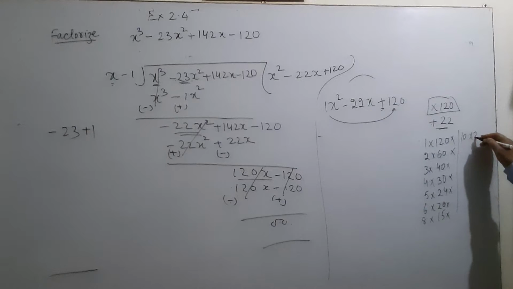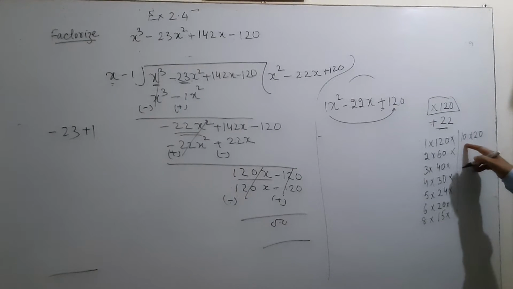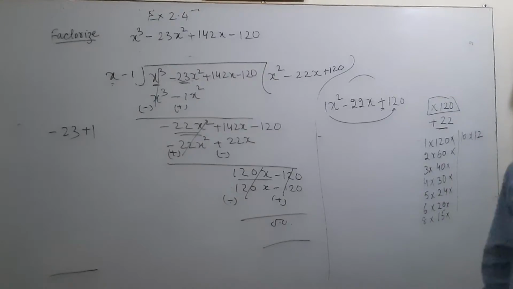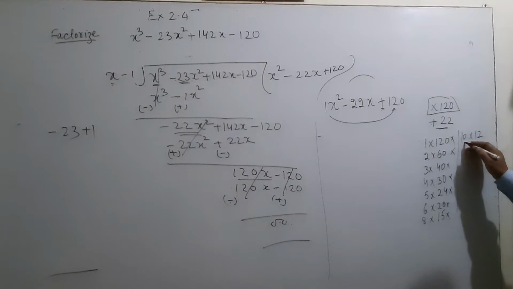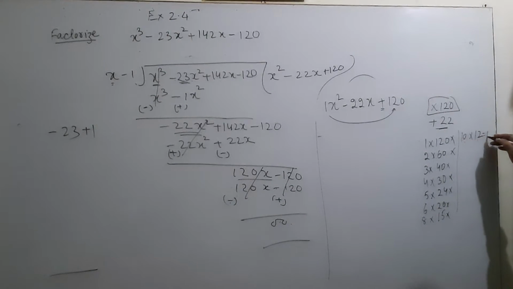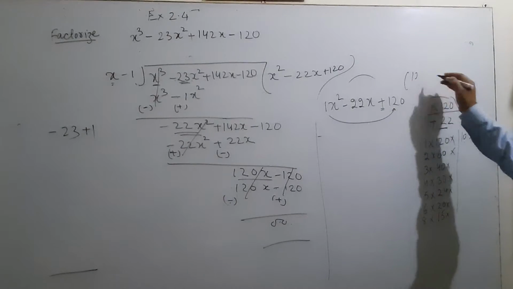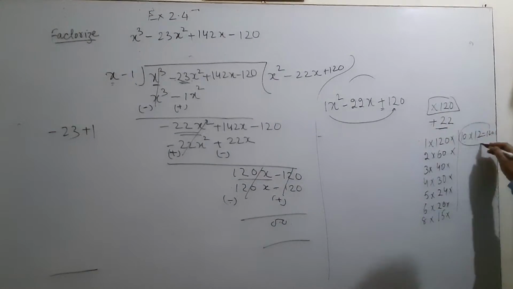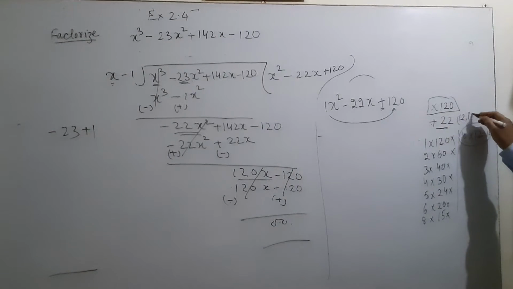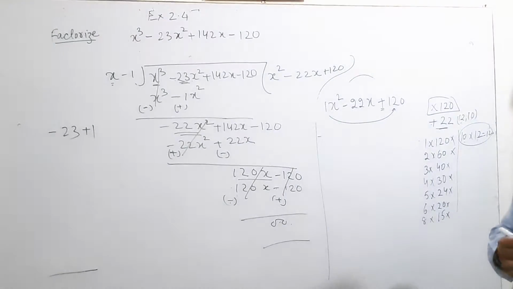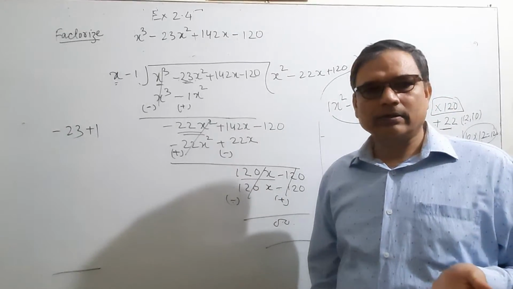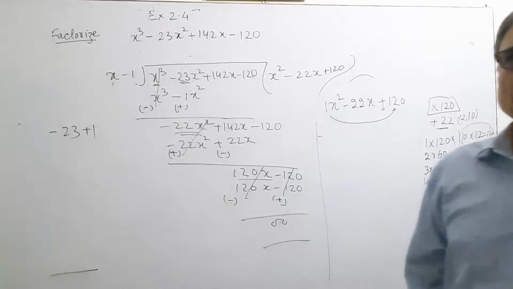Then 10 into 12. So 12 plus 10 is 22, and 12 into 10 is 120. It means the two numbers are 12 and 10. These are the two numbers whose product is 120 and whose sum is 22.